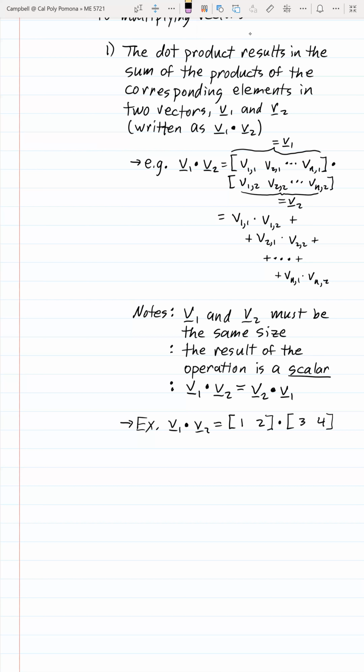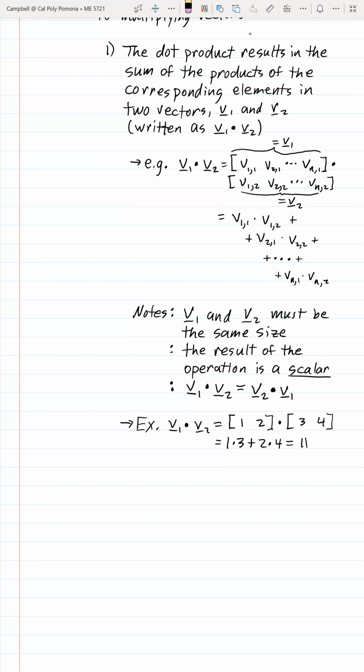And so then what do we get? Clearly we get 1 times 3, because those are the corresponding terms in vector 1 and vector 2. Then we add this to the product of the second entries, 2 times 4. We get 3 plus 8, and we can see pretty quickly that we get a value of 11, which, as expected, the inputs going into this operation are vectors, and the output is a scalar.